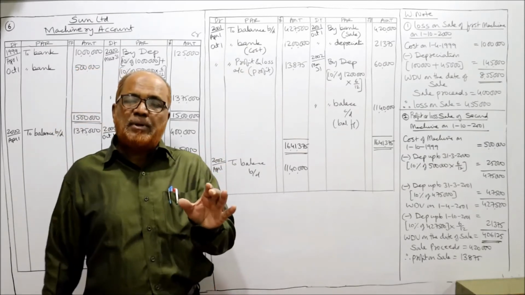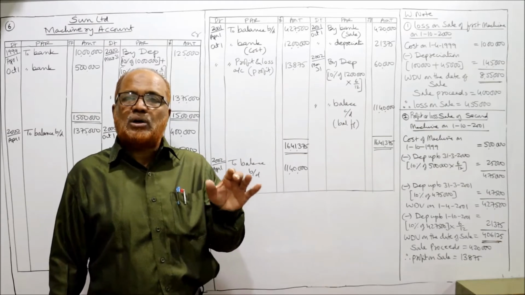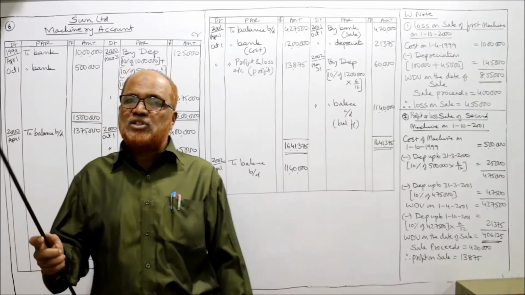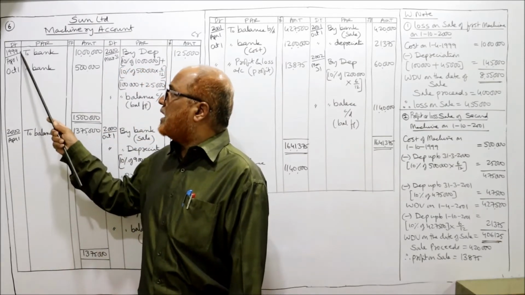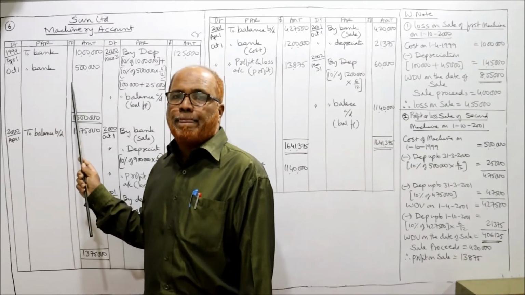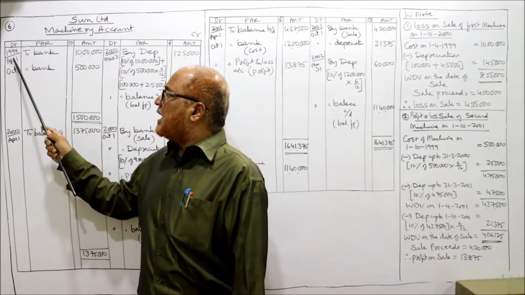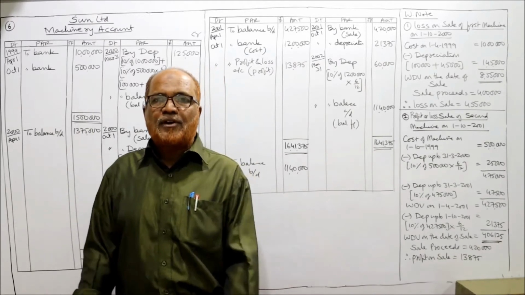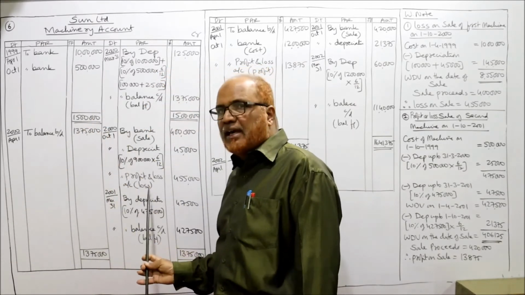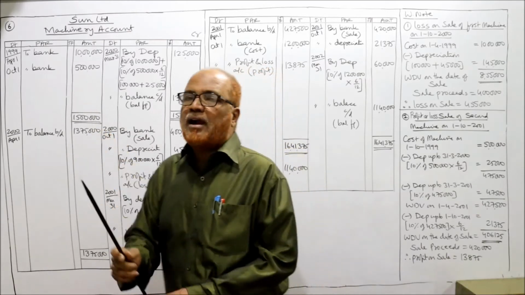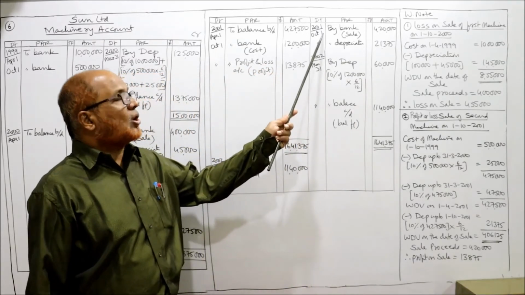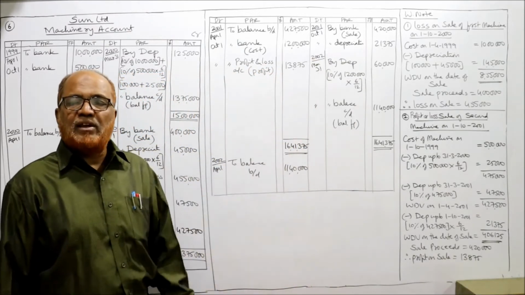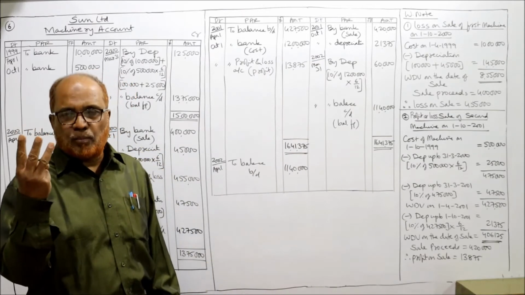Now on the same date, 1st October 2001, the plant which was purchased on 1st October 1999 was sold. On 1st October 1999, the plant was 5 lakh. This second plant was also sold. First plant already sold here. Now the second plant is sold here on 1st October 2001. So whenever a plant is sold, 3 entries we have to pass.